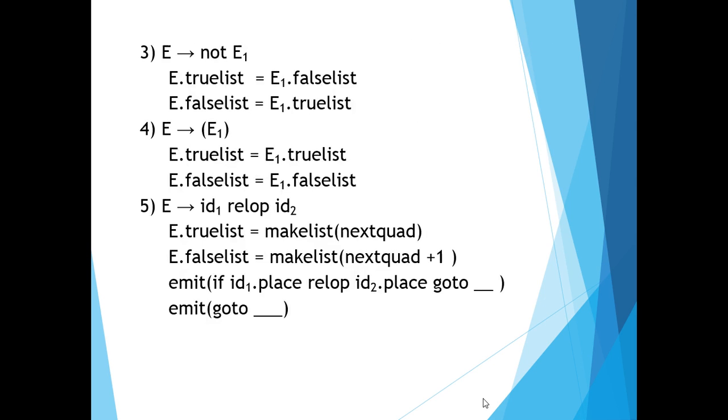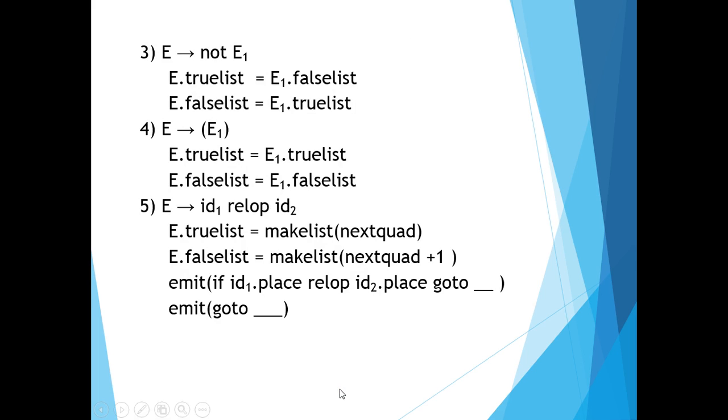Next, E is not E1, then E.truelist equals E1.falselist, and E.falselist equals E1.truelist. It's like vice versa, as we can see.